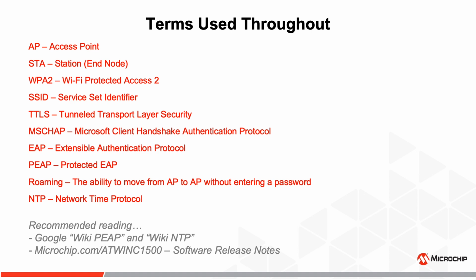You'll see the term roaming, which is the ability to move from AP to AP without re-entering a password. And you'll see NTP, which is Network Time Protocol. So those are just some terms that I want to make sure I explained a little bit as we go through this, because we're not going to take the time to talk about the full definition. If you'd like to learn more about these topics, I recommend that you simply Google Wiki PEAP or Wiki NTP, and you'll get a lot of information about all of these terms and protocols and what they mean.